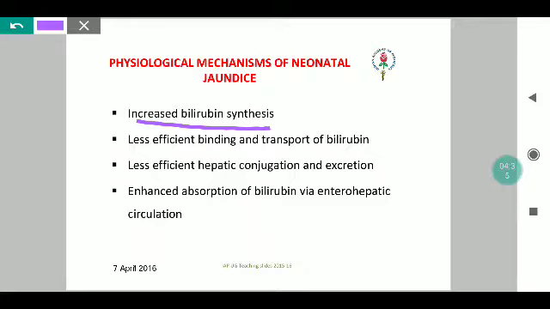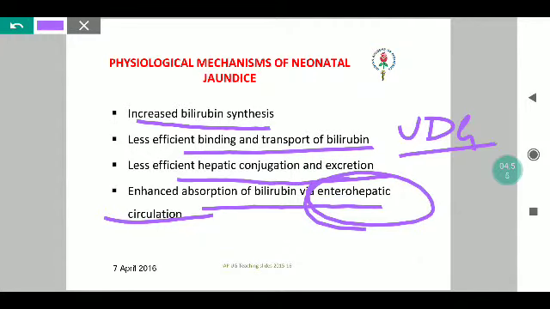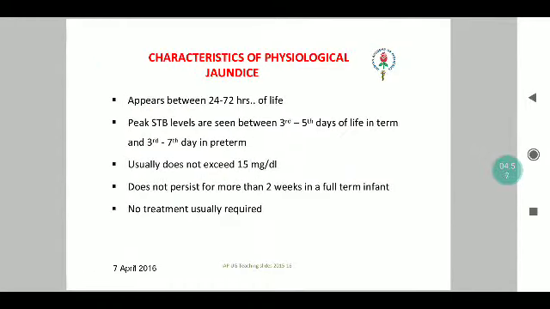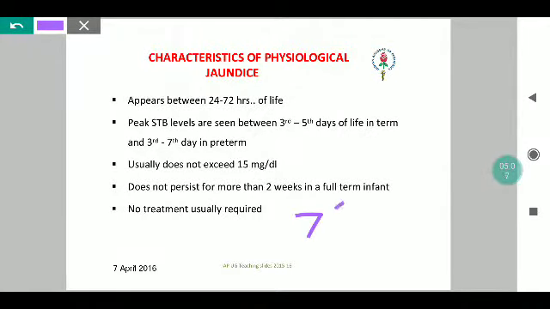Secondly, there is less efficient binding and transport of bilirubin due to enzyme deficiencies, and less efficient hepatic conjugation and excretion due to deficiency of glucuronyl transferase and the conjugation enzymes. Apart from this, there is also enhanced absorption of bilirubin via the enterohepatic circulation. This enterohepatic circulation is more active in neonates comparatively, as a result of which there is physiological jaundice. Now, generally, physiological jaundice appears between 24 hours and 72 hours of life, but by definition, it must be after 24 hours of life to call it physiological jaundice.